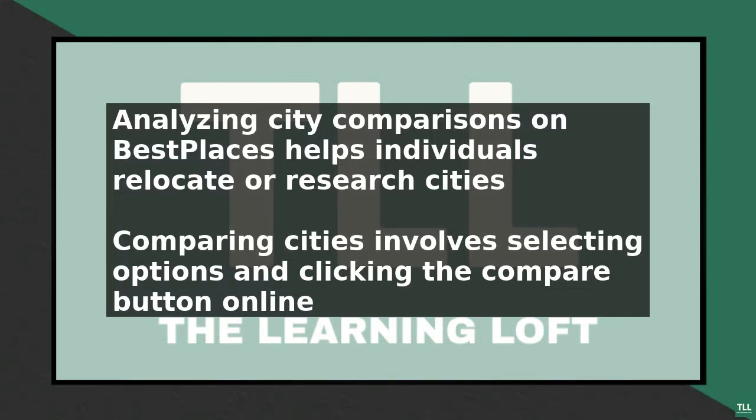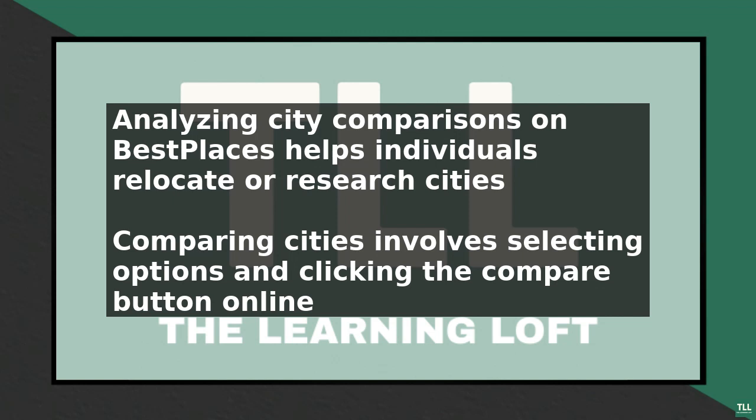Analyzing city comparisons on Best Places is a valuable tool for individuals looking to relocate or research different cities across the United States. To begin, navigate to the Best Places website and select the City Comparison option. Choose 2 or more cities you wish to compare and click the Compare button. The comparison page will display various categories such as cost of living, crime rates, education, and climate.